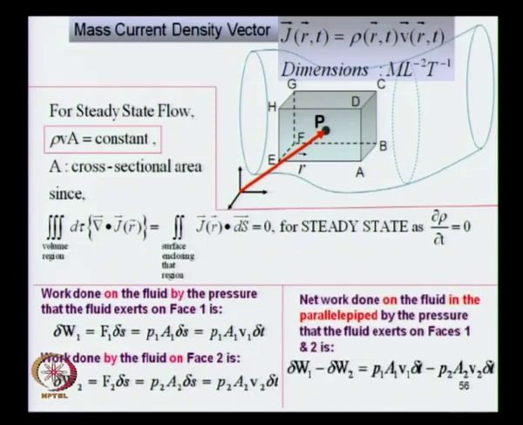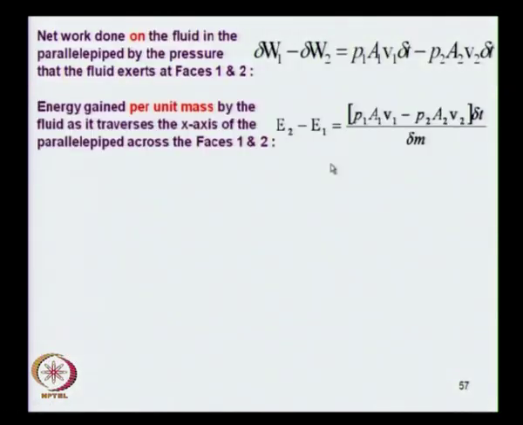and that tells us what is the net work done on the fluid in the parallelepiped. Work done by what? By the pressure of the fluid, which the fluid exerts on phase 1 as well as 2. Okay. So that must be obtained by the difference of these two works done. So you subtract this delta W2 from delta W1, and this difference is P1 A1 V1 delta t minus P2 A2 V2 delta t. So let us interpret this particular difference.